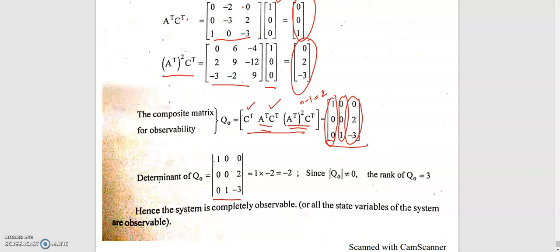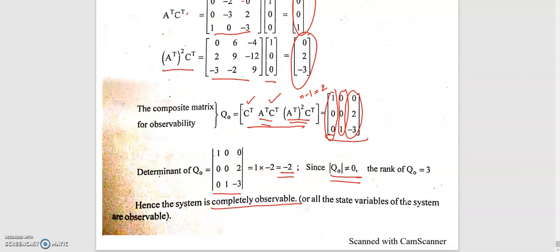Find the determinant. When you find the determinant, you will get minus 2. That is, it is again not equal to 0. That means your system is completely observable. So this is how you check whether the system is controllable or observable.